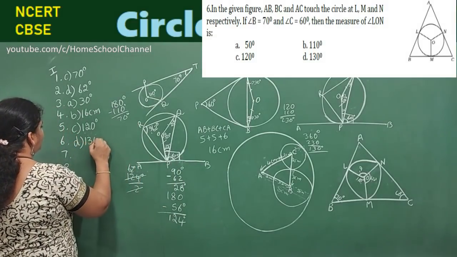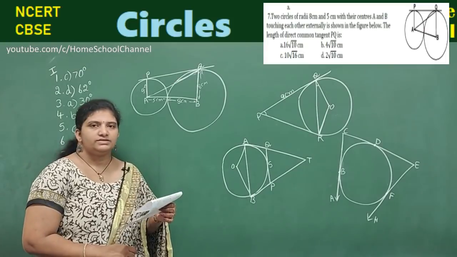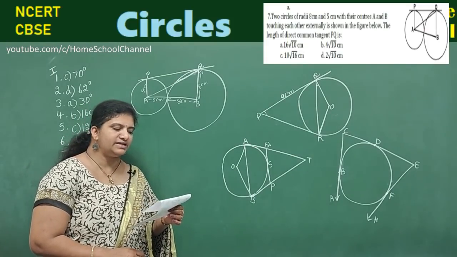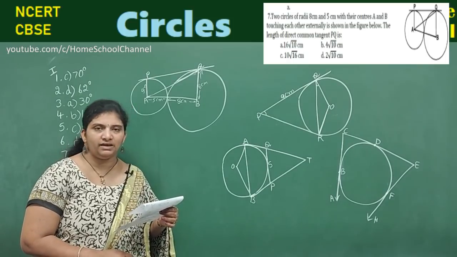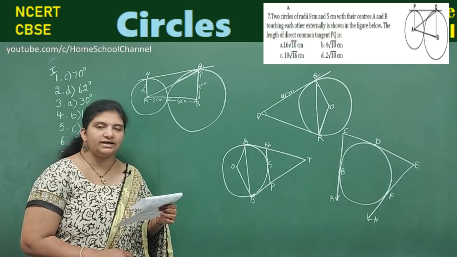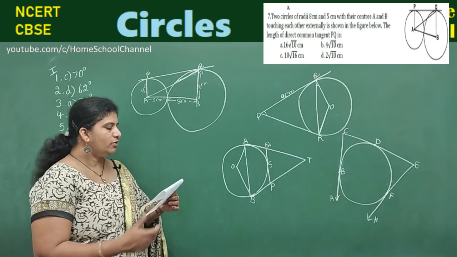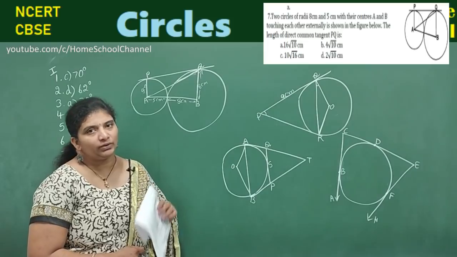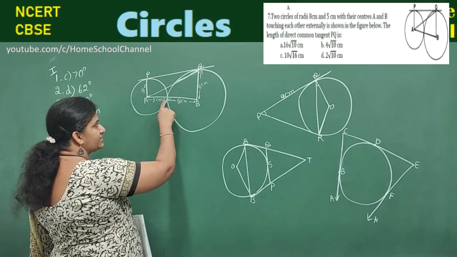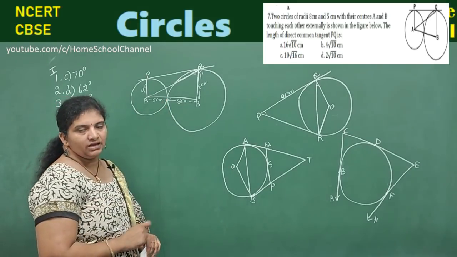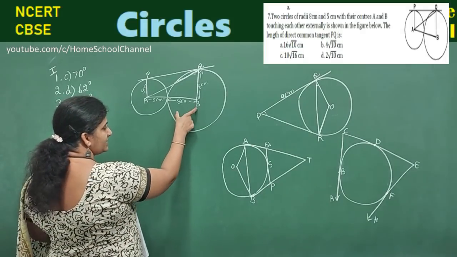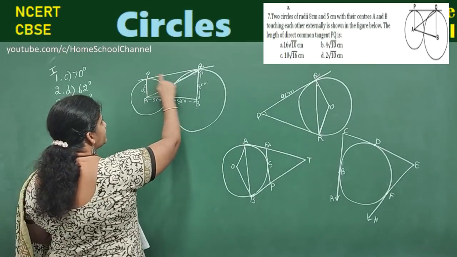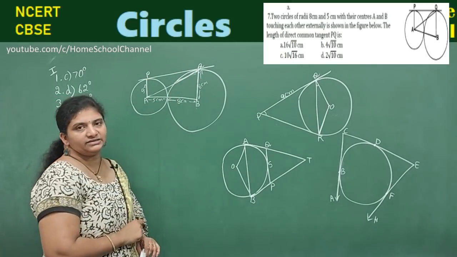Option D, 130 degrees. Seventh one: two circles of radii 8 cm and 5 cm with their centers A and B touching each other externally as shown in the figure. You can see the figure there. The length of the direct common tangent PQ is? Two circles touching externally like this, having radii 8 cm and 5 cm. This is called a direct common tangent.